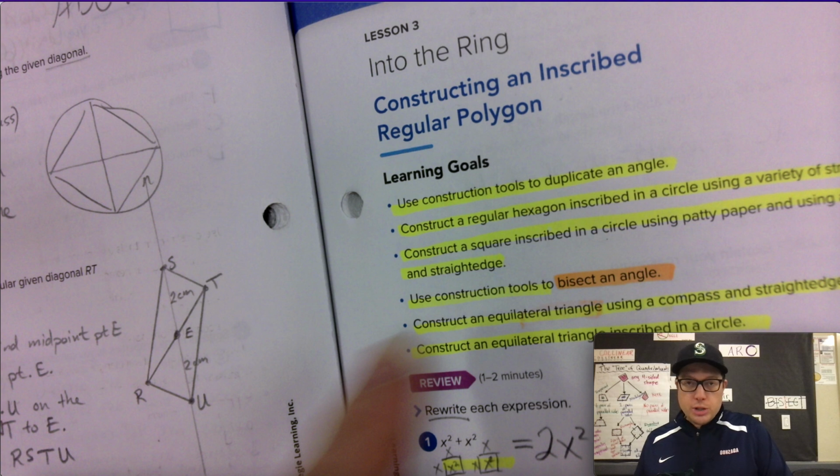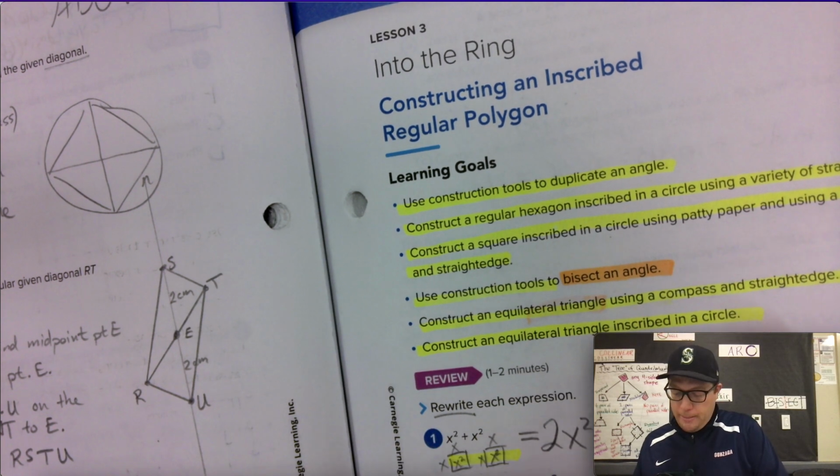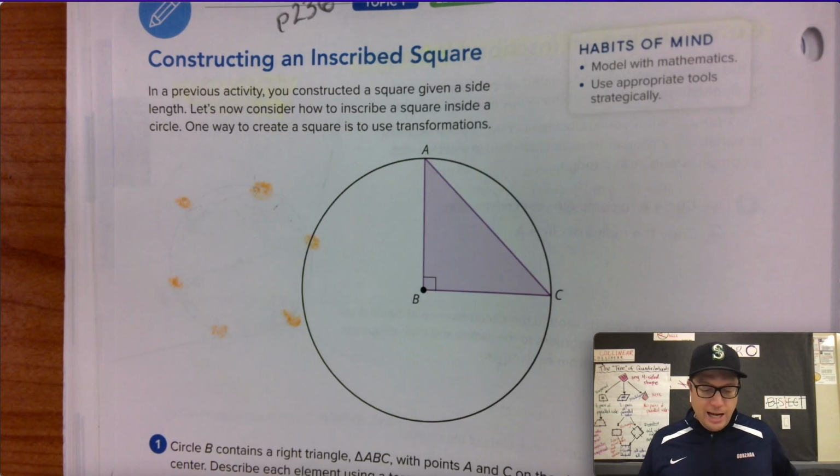This is directly related to the learning goal. If you go back to the beginning of the lesson and check, the learning goal is to construct a square inscribed in a circle using patty paper and using a compass and straight edge. So that's what we're going to do today.